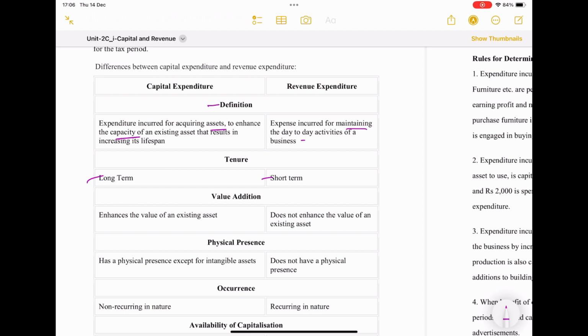We might give cash only. They have done our services, that's it. I'm using a space, and for that reason I pay the fees. So there is no physical appearance in revenue expenditures. Occurrence: it is recurring in nature for revenue expenditures. These things I have already explained in earlier statements.